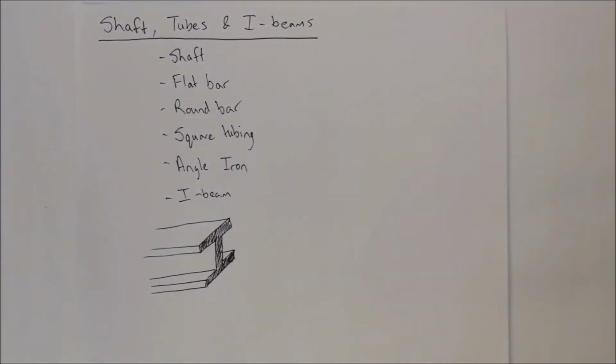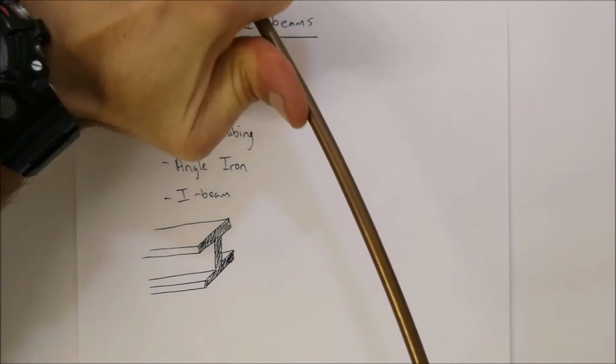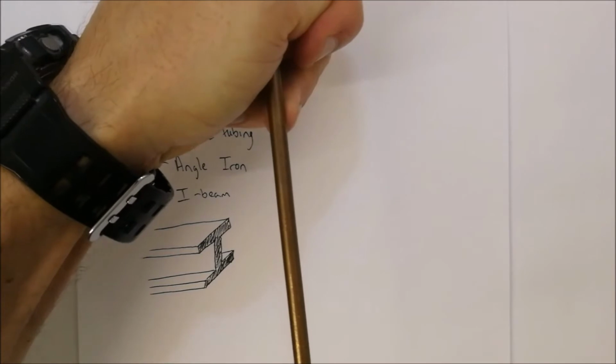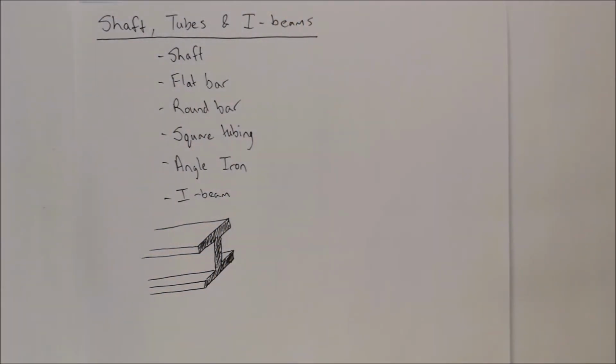To demonstrate this, with the copper shaft that I've got over here, I can take it and bend it quite easily, because it doesn't have the different properties that we're going to be looking at that other materials might have. So shafts can be quite useful for different applications. But now let's have a look at the flat bar and compare it with the shaft.